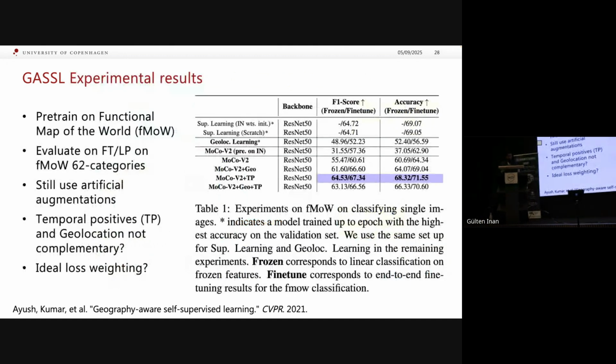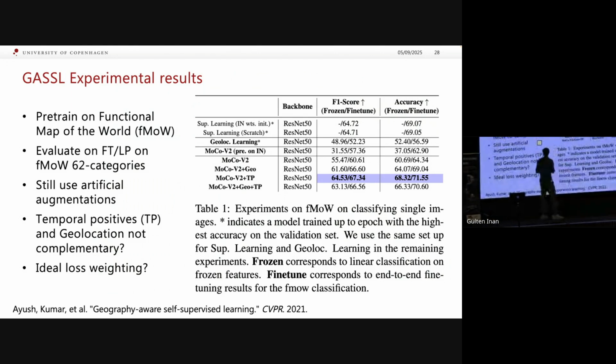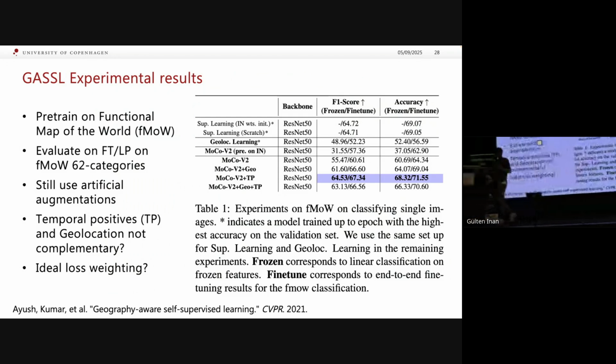So this was kind of promising. They showed decent performance improvement. The only thing that somehow didn't work yet, or that was surprising, is that here there are different ablations. TP means temporal positives. What they couldn't really get to work is that the temporal positives and the geolocalization, these two tasks, should be somehow complementary, but in these results they were not.